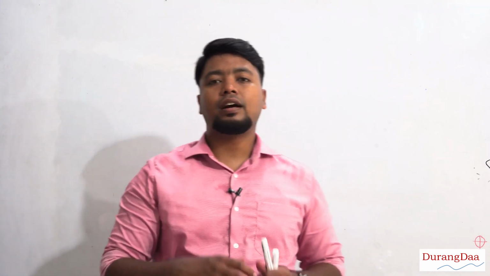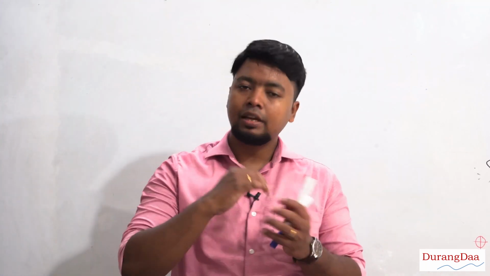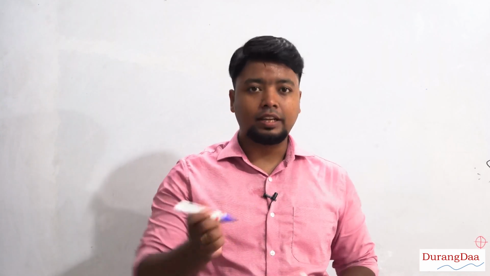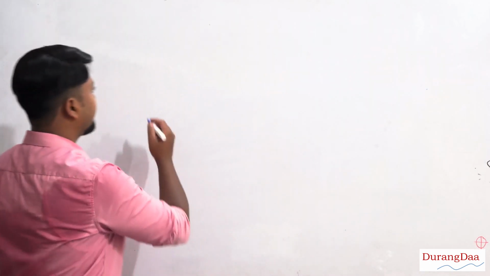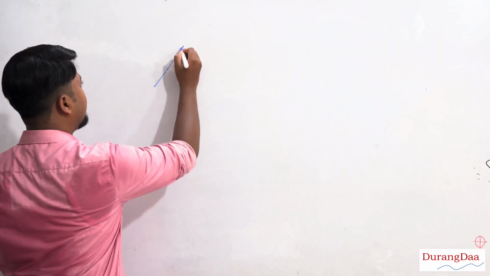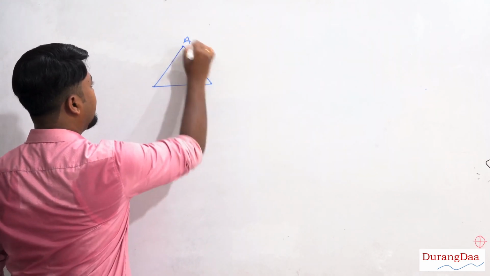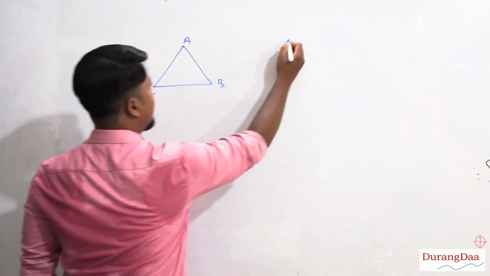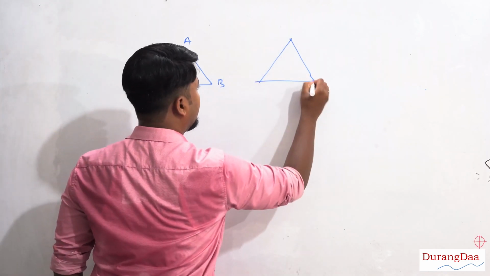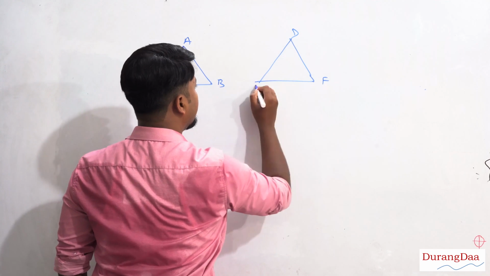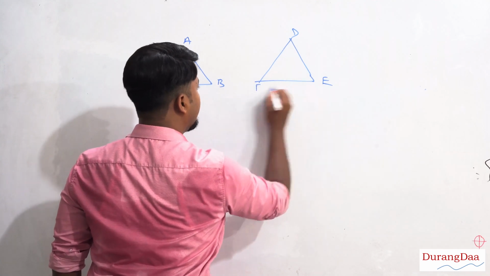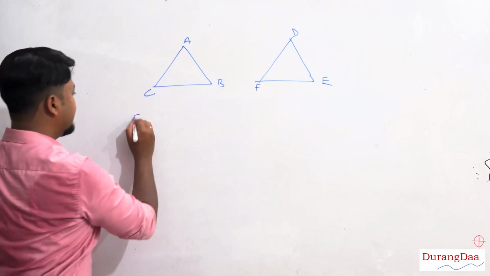Now, let us try to understand what is the meaning of congruency in triangles. All right. Two triangles are said to be congruent if they have exactly the same shape and same size. Now, what is the meaning of same shape and same size? Look at this example. If I draw this triangle here, triangle ABC, and another triangle, triangle DEF. All right.